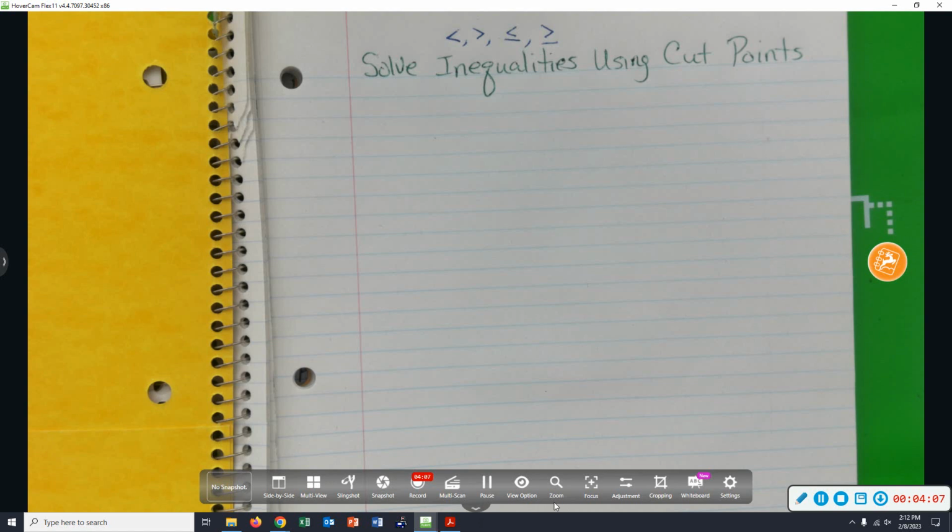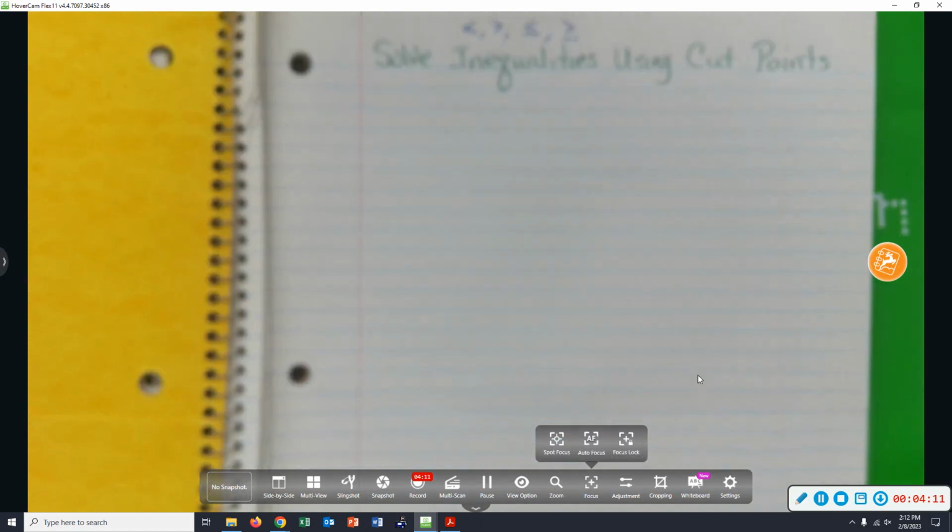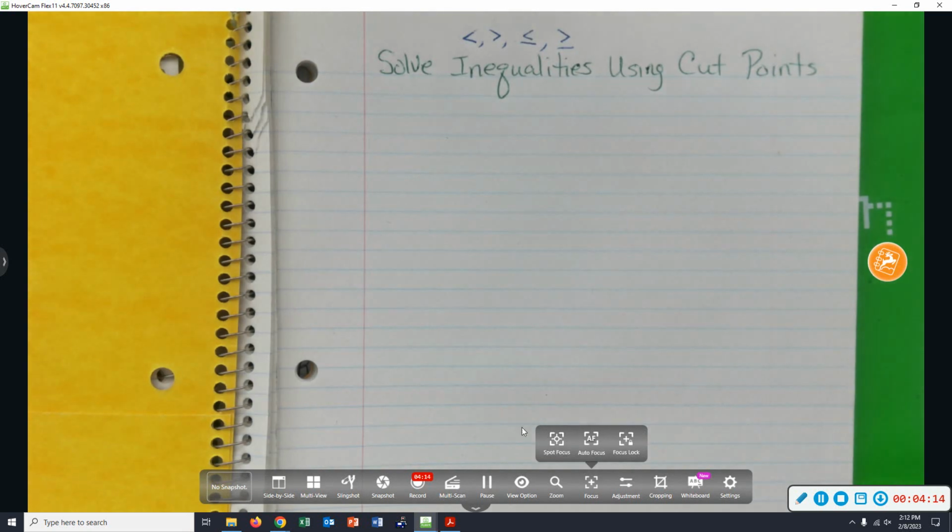Not focusing. Oh, it's not focusing? Yeah, don't you see it? Just... Oh, then put it on lock. Oh, okay.